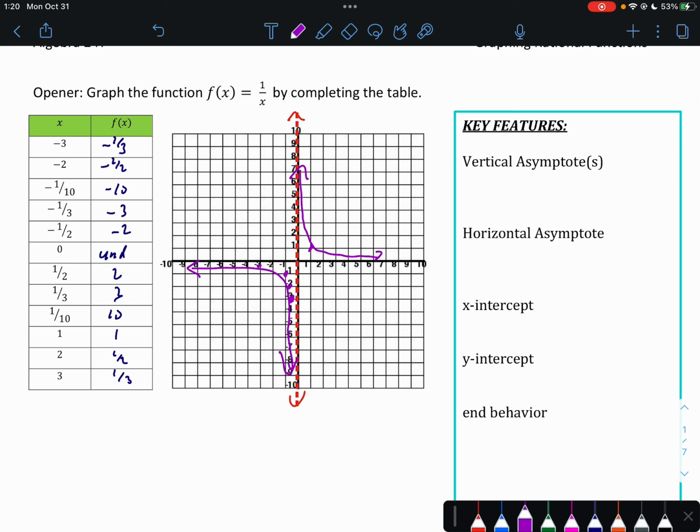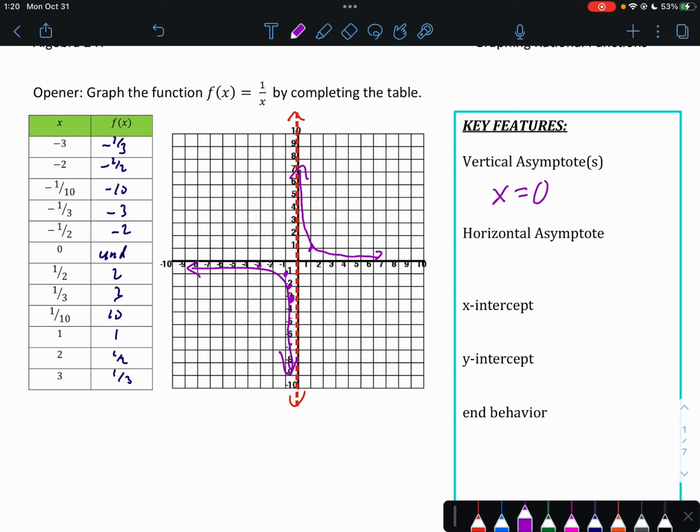A vertical asymptote is a vertical line that the graph cannot touch. It cannot cross or bounce off that vertical asymptote. So our vertical asymptote is this vertical line right here. The equation of that would be x equals 0.